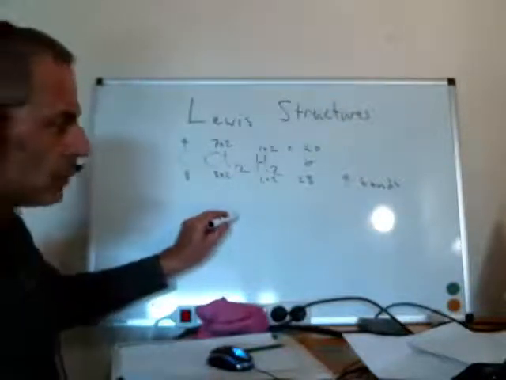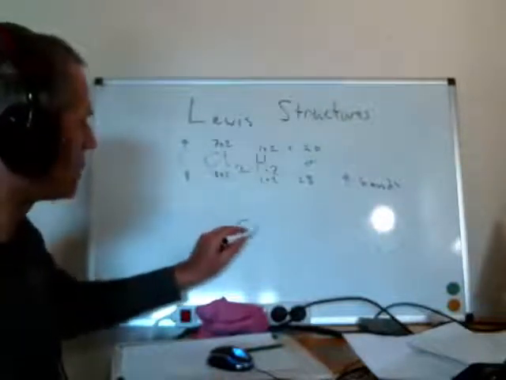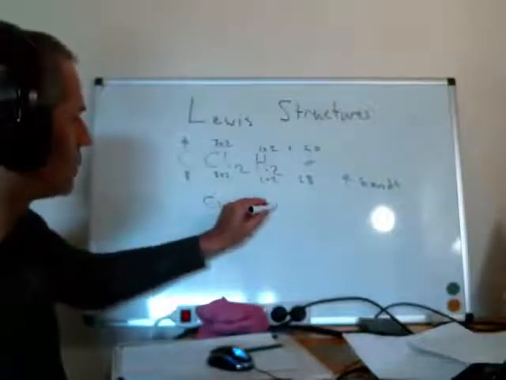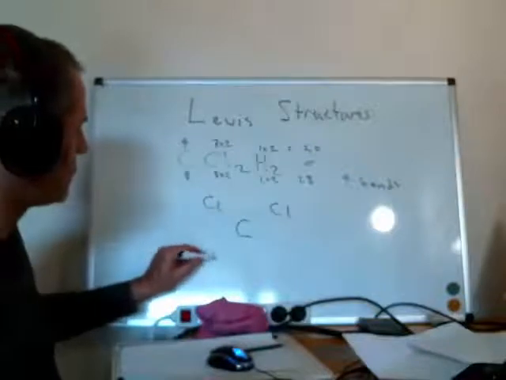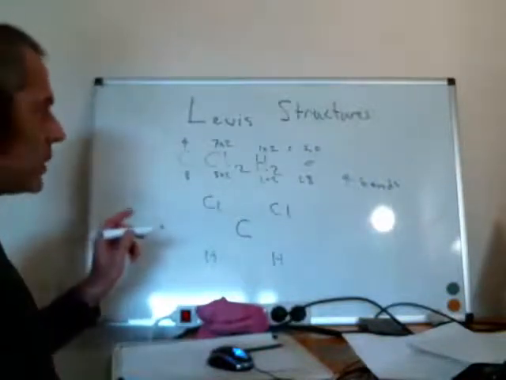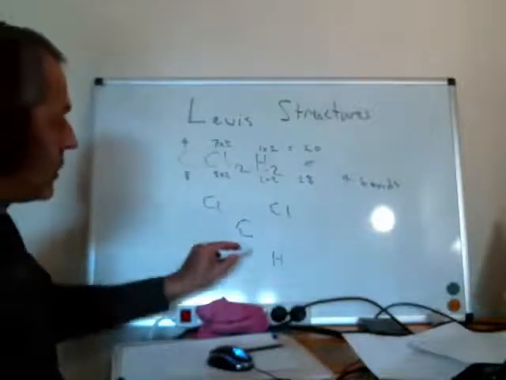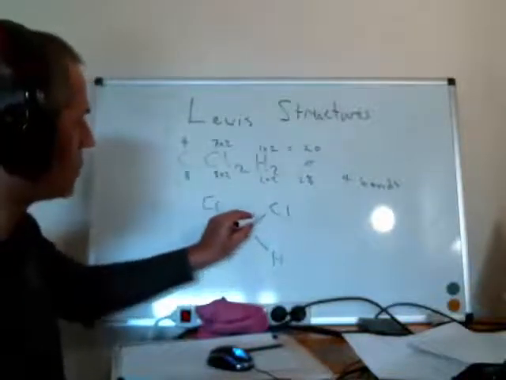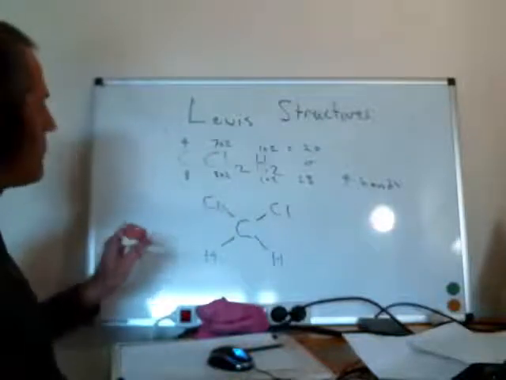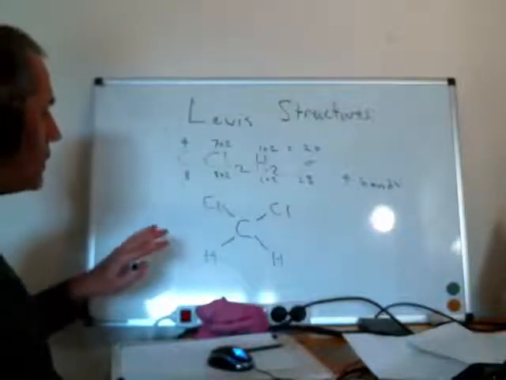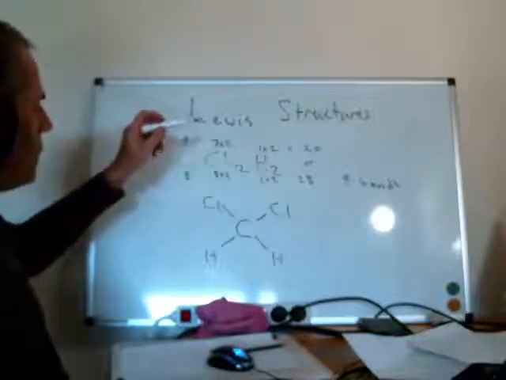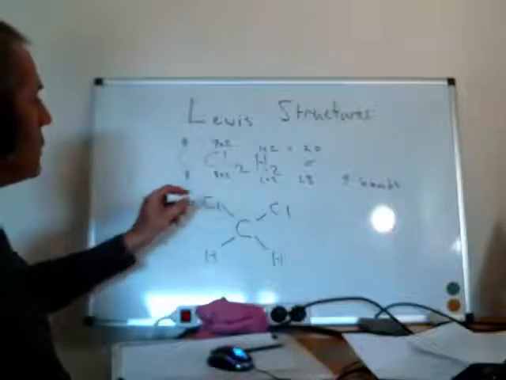Let's put our most electropositive atom in the middle, that's the carbon, put the others around it, Cl, H. We don't know the shape of the molecule till we've worked out what's left over. So let's put our 4 bonds in. We need 1 per atom anyway. So now we've got it all connected together.